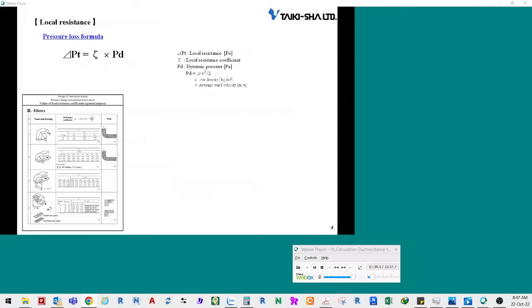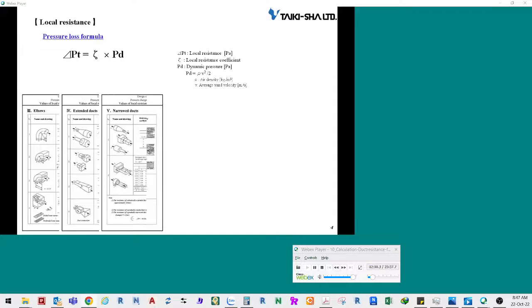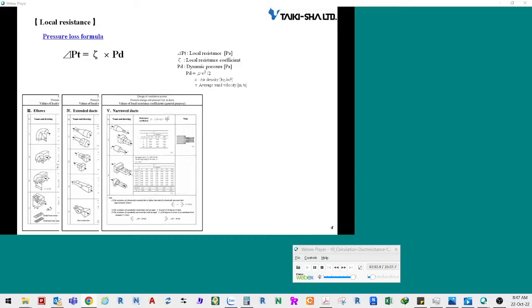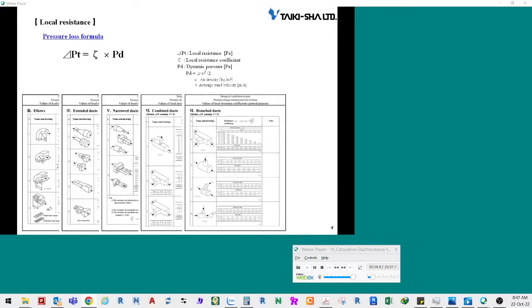Local resistance, designated as item 2, is generated at deformed portions where ducts are bent, branched, joined, and transformed, or dampers. A table of the resistance coefficient for elbows. A table of the coefficient of resistance for extended ducts. A table of the coefficient of resistance for narrow ducts. A table of the coefficient of resistance for combined ducts. A table of the coefficient of resistance for branched ducts.